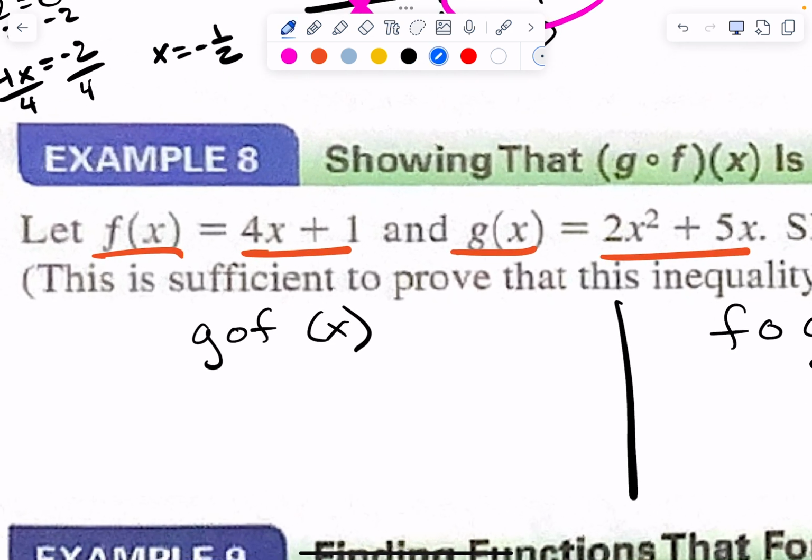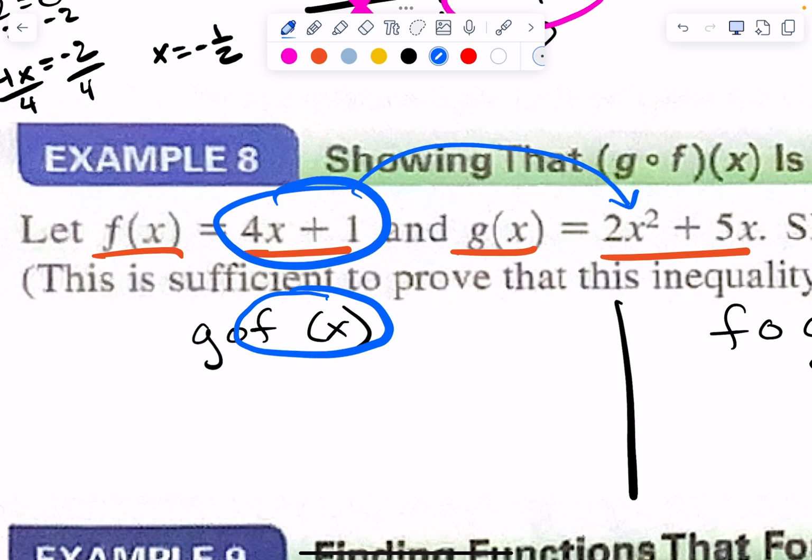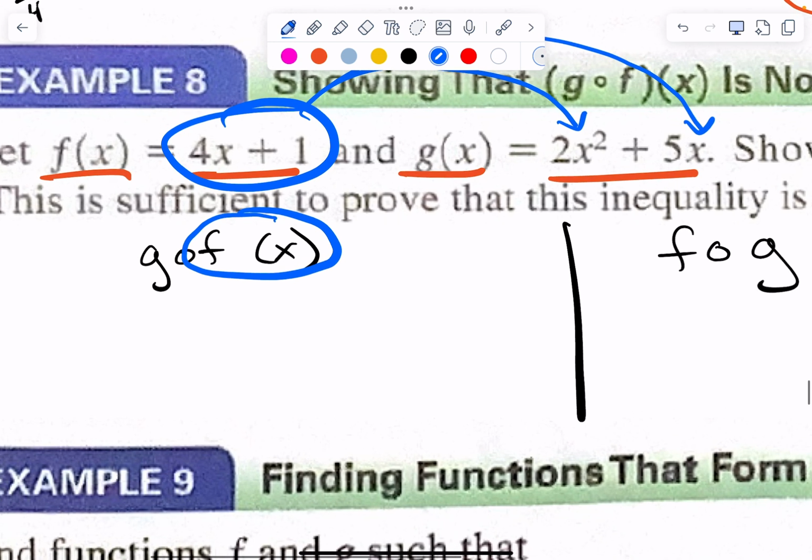So over on the left side, my inside function is f of x. This guy is going into here and into there, right? There's 2 x's. Okay? All right, so what will this look like?